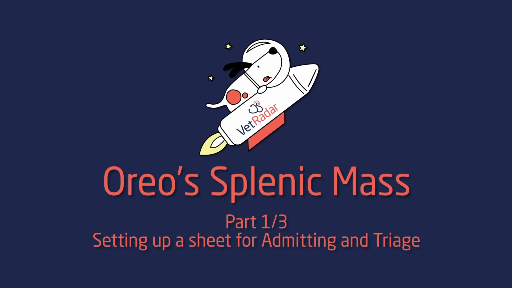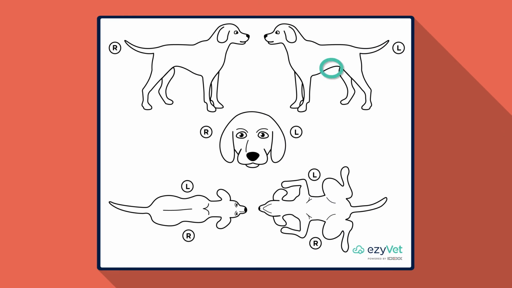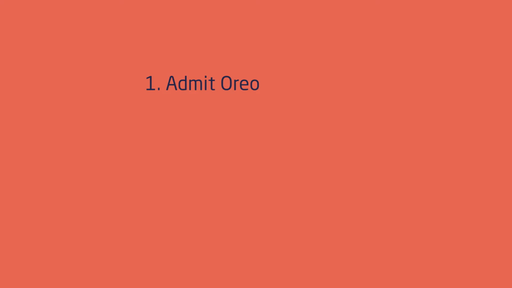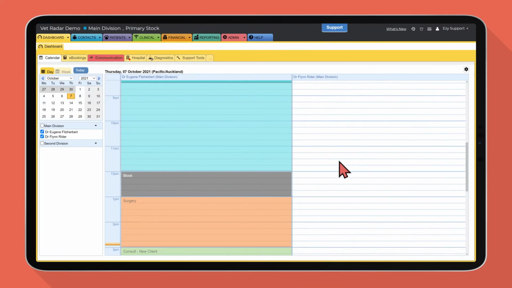Today, Oreo has presented dull and lethargic and has a history of splenic mass. We suspect he is anemic and may require a blood transfusion. In this Vet Radar workflow, we'll be operating in an emergency environment. We'll admit Oreo into hospital, create a treatment sheet for him, conduct a physical exam, run bloods, and give him some pain relief. Let's get started.